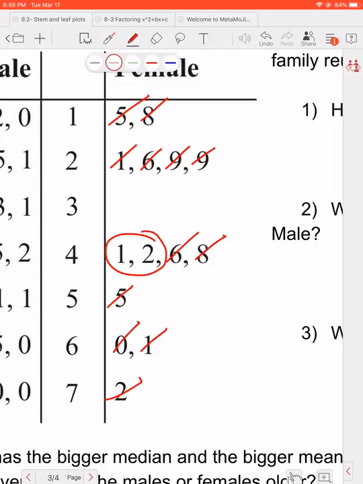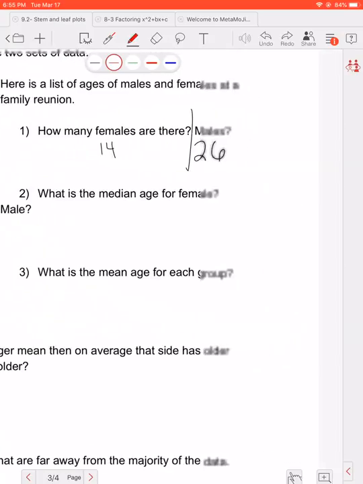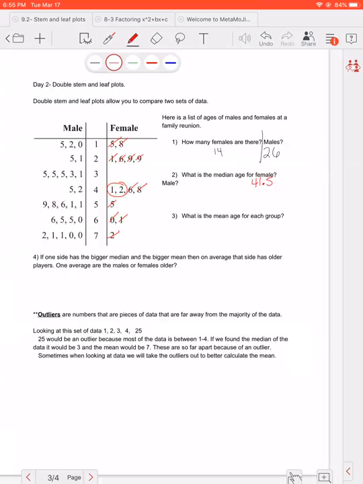Now again, I have a lot of students who will say, oh, Miss Hawes, the median is 1.5. But remember, we have to take this 4 into consideration here. So it's 41.5. So the median age for females at this party is 41.5. Okay. And we're going to do the same thing for males.